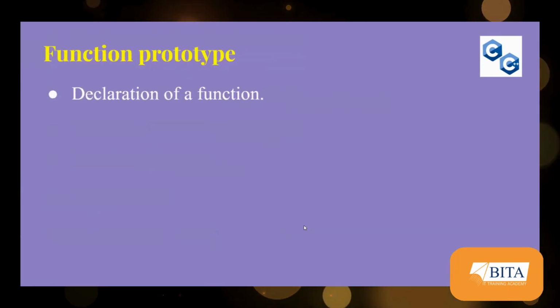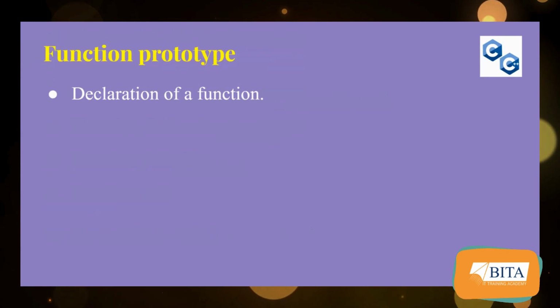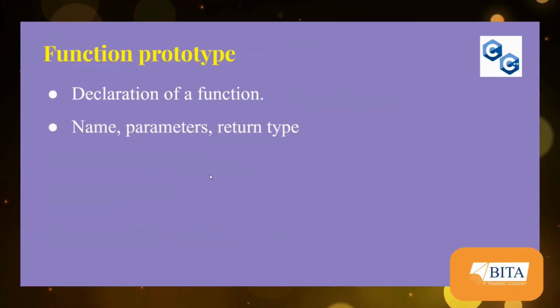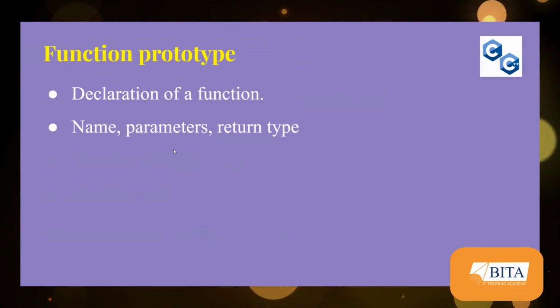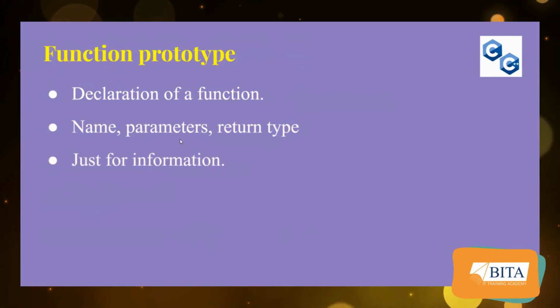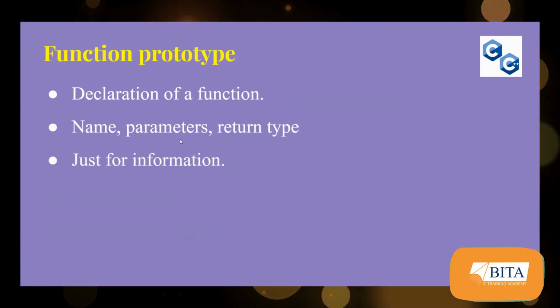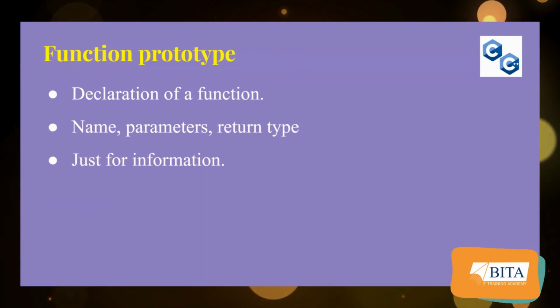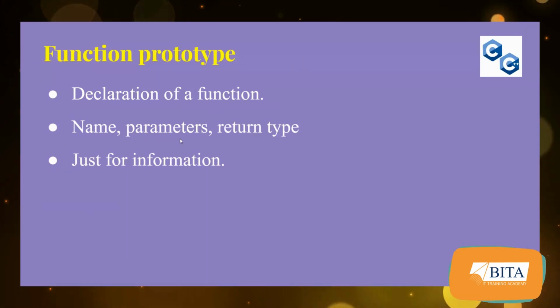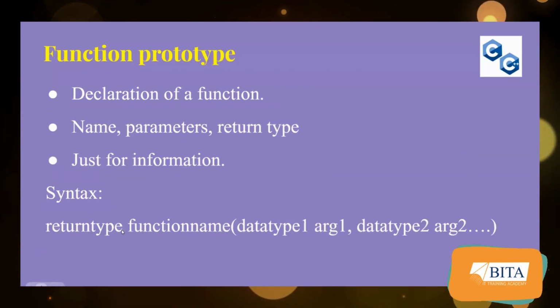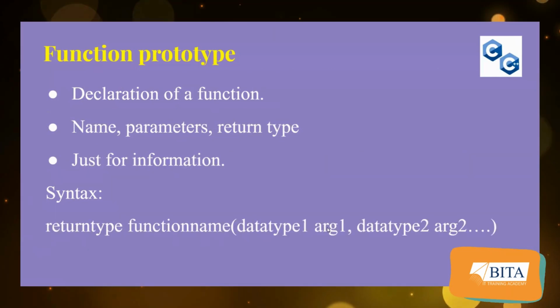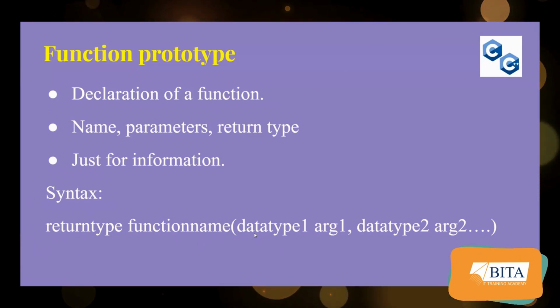The declaration of the function with its name, list of arguments, and return type is called the function prototype. It is just to inform the compiler that there exists a user-defined function inside our program. And this is the general syntax: the return type, function name, and the list of arguments with its data type.